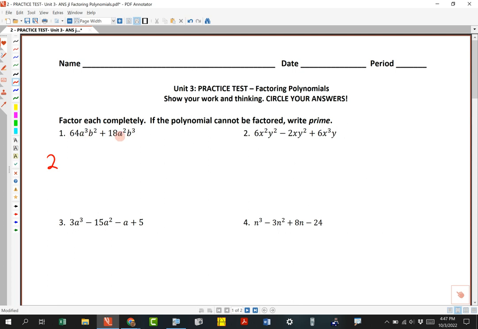Then we notice that we've got an a cubed and an a squared. So the most we can take out is an a squared. We've got a b squared and a b cubed, so we can take out a b squared, and here's what we're left with. Remember, we're dividing out, we're not subtracting out.